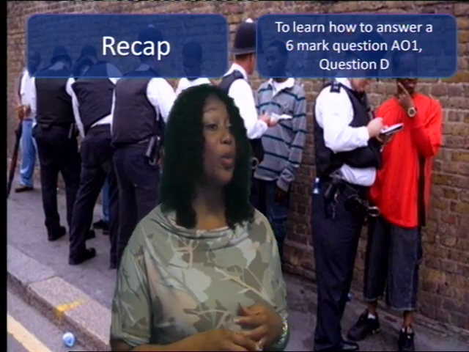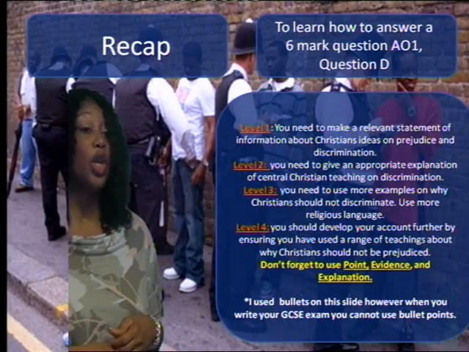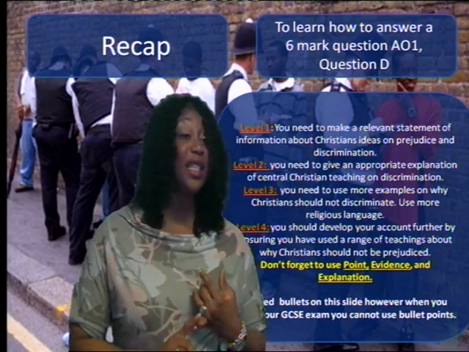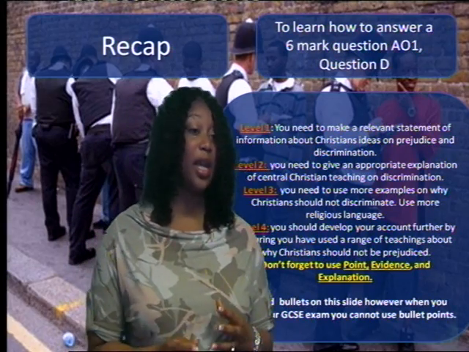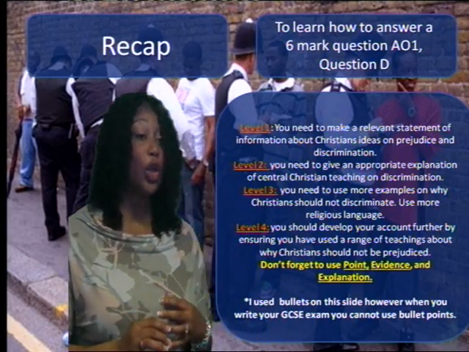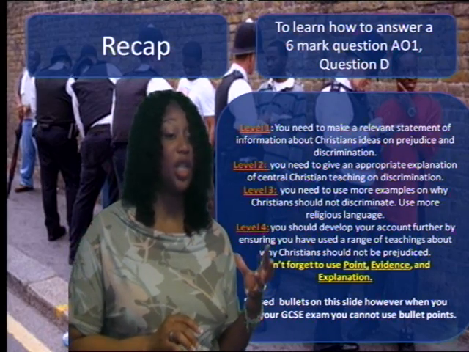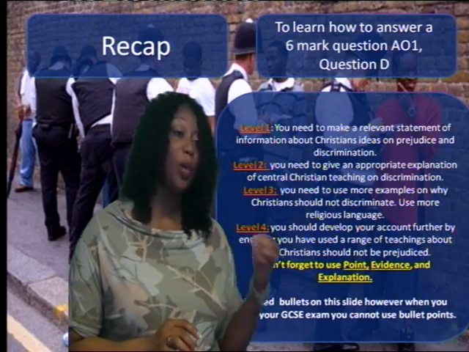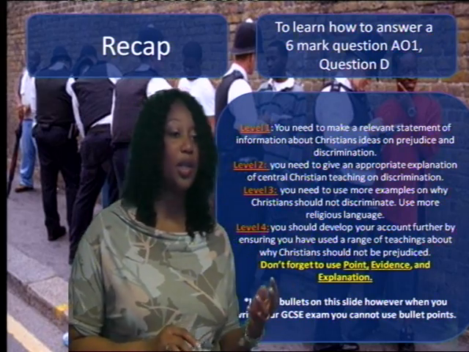To recap how we can get a 6-mark answer for question D: you need to be able to make a relevant statement about Christians' ideas. It needs to be able to link. That's level 1. For level 2, you need to give an appropriate explanation of the central Christian teaching. So once you've made your point, then explain it. If you can, include a religious teaching.